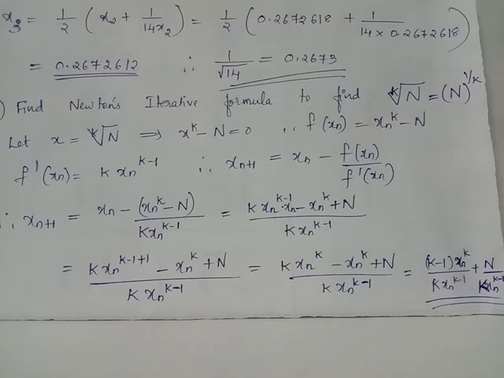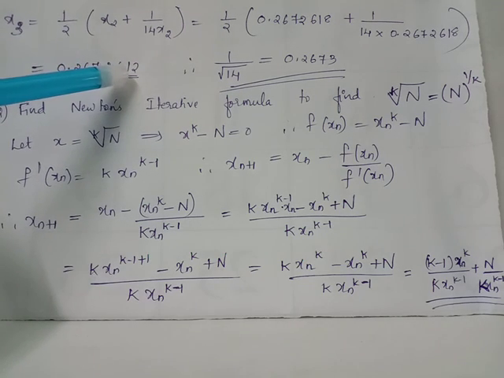With these approximations x0, x1, x2 and x3, we have obtained 1 by square root of 14 equals 0.2673. Since the value after 2 is 6, which is greater than 5, we have rounded this value as 3.